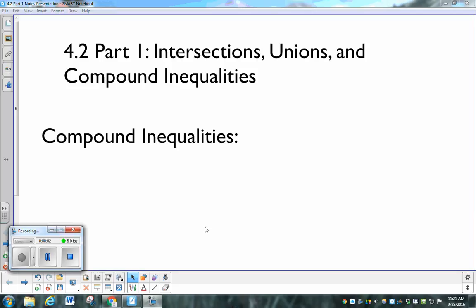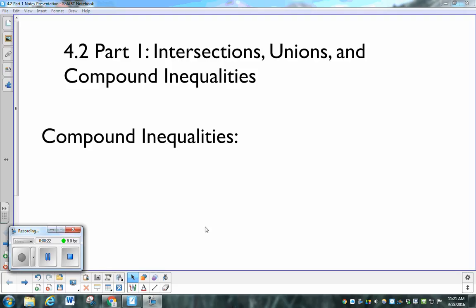These are the notes for section 4.2 part 1. It is on intersections, unions, and compound inequalities. We're only going to talk about mostly the intersections in these notes today. It's a very long section, so we're going to split it up. And I will warn you, they're going to be kind of long.